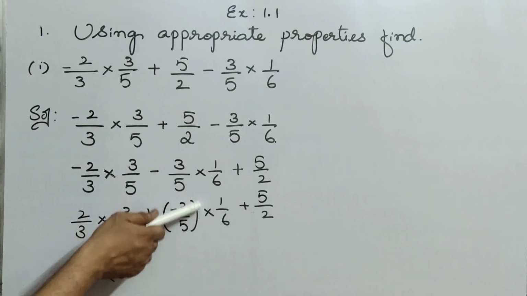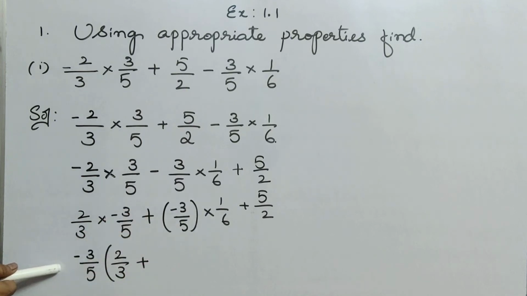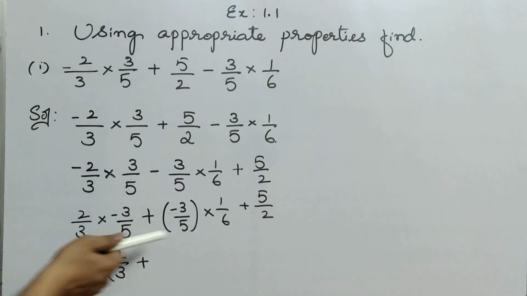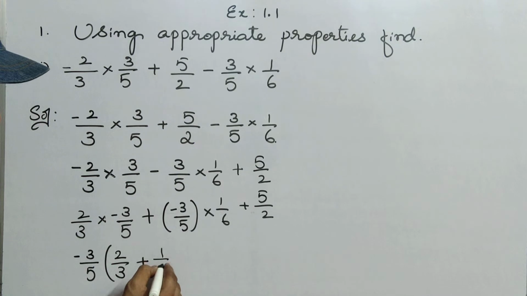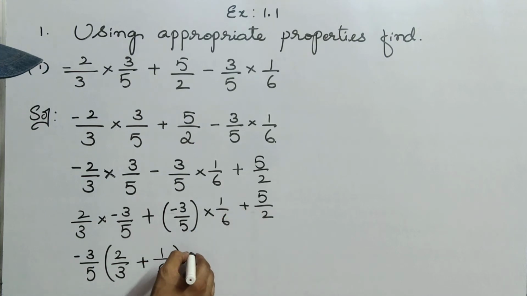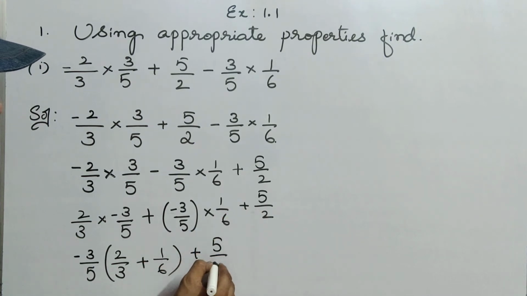Next. So already minus 3 by 5 is now common. That means it is out of this bracket. Now what is left here? 1 by 6 plus 5 by 2. Because this doesn't have any other number with this.